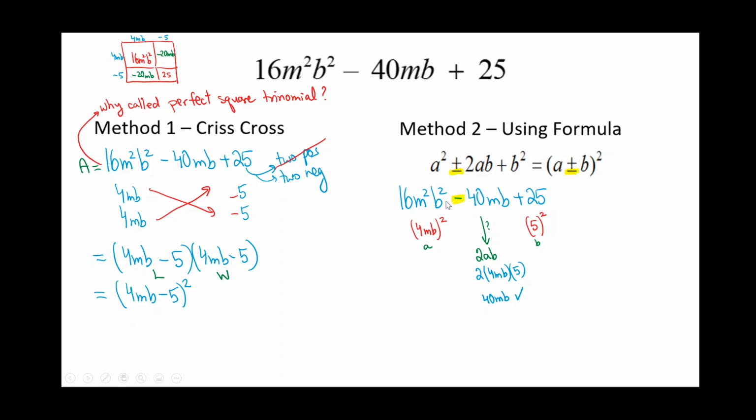In our question, we have a negative. So that means the formula that you follow is going to have this negative sign here, and that means our factor is going to have a negative as well. And so you just record it, and you get the same result.